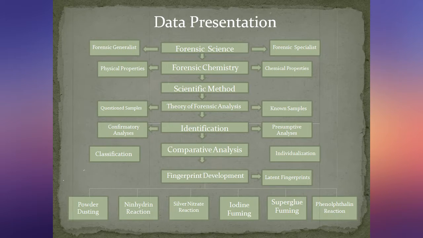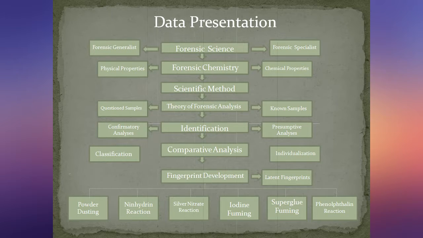A forensic generalist is a forensic scientist familiar with most areas of forensic science and capable of analyzing most items of physical evidence, but not necessarily considered an expert in any area. A forensic specialist is a forensic scientist who has become an expert in one area of forensic science.